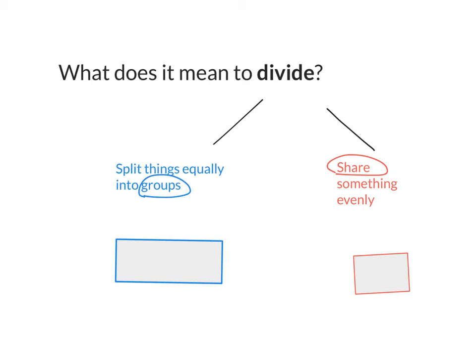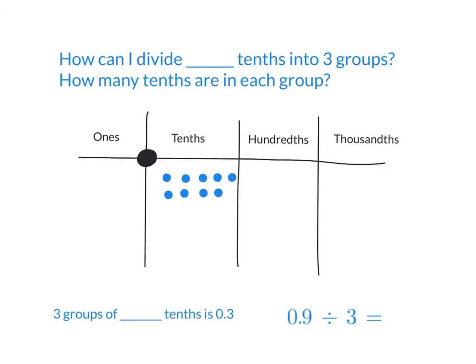Go ahead and draw yourself a place value chart. You'll need ones, tenths, hundredths, and thousandths in your place value chart. In your tenths column, go ahead and draw dots. Let's take a look at how many dots I have. 1, 2, 3, 4, 5, 6, 7, 8, 9. How many dots do I have altogether in my tenths column? 9.